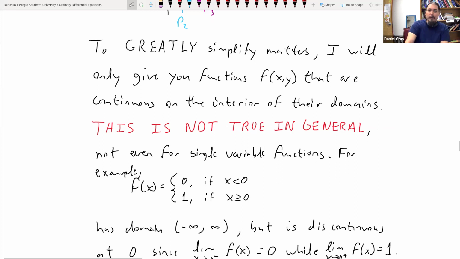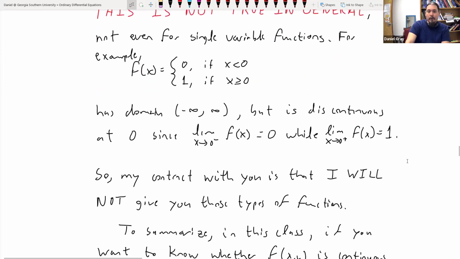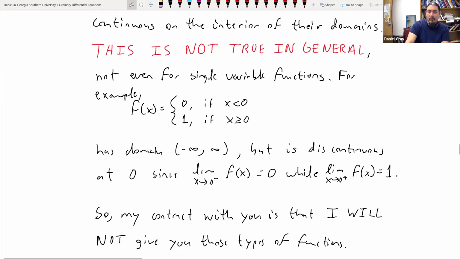It's not even true for single variable functions. Like here's a function f of x right here, which is defined for all real numbers. It's defined on negative infinity to positive infinity, right? But it's discontinuous at 0 since the limit from the left is 0 and the limit from the right is 1, right? So it's not even true for single variable functions, okay?